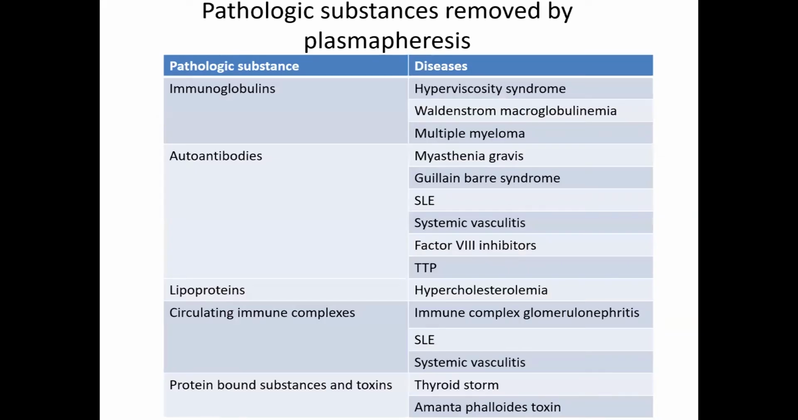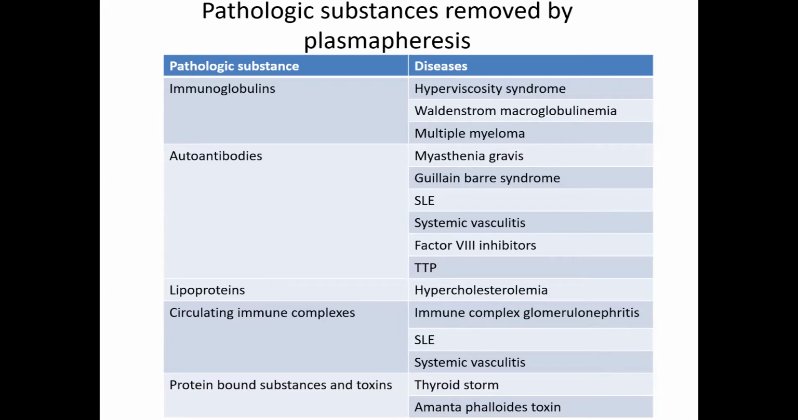So what are those pathologic substances? These may be immunoglobulins, autoantibodies, lipoproteins, circulating immune complexes, and protein-bound substances and toxins. There are certain diseases in which we use therapeutic plasma exchange, like hyperviscosity syndrome, Waldenström macroglobulinemia, multiple myeloma, and different autoantibody-mediated diseases like myasthenia gravis, GB syndrome, SLE, vasculitis, and so on.